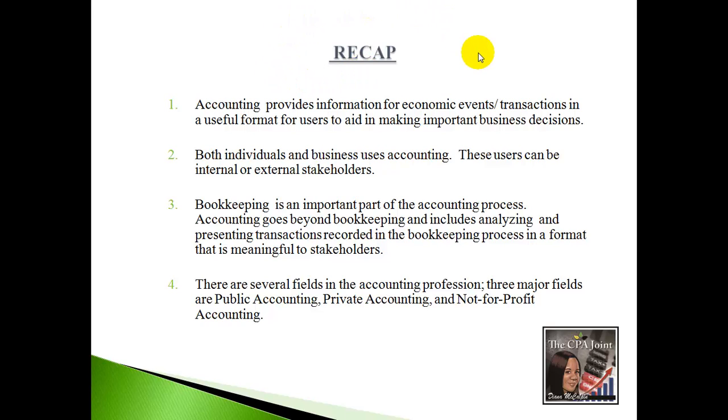Bookkeeping is an important part of the accounting process. However, accounting goes beyond bookkeeping and includes analyzing and presenting transactions recorded in the bookkeeping process in a format that is meaningful to stakeholders. And finally, there are several fields in the accounting profession. Three major fields are public accounting, private accounting, and not-for-profit accounting.